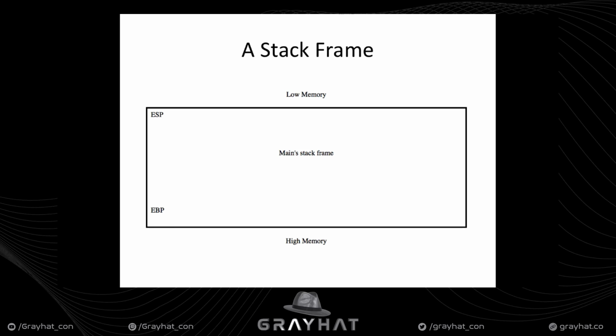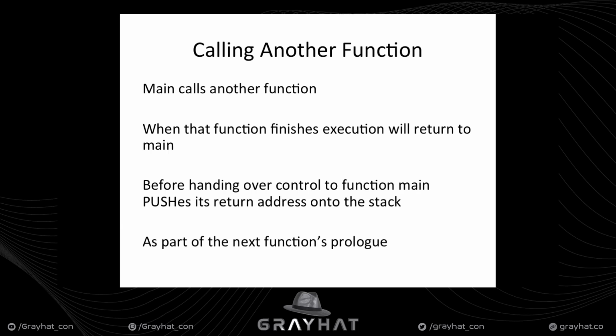Alright, so here is an example of a stack frame in memory. EBP is kind of ridden up a little bit here. It should be down at the bottom. I'm not really sure how that happened. Then again, high memory at the bottom, low memory at the top, and ESP at the top, EBP at the bottom. But when things really get interesting is when we call another function.